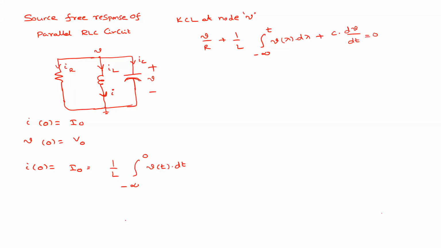So what is the next step? We have one integration and one differentiation, so we have to bring all these into one term. What we have to do is differentiate with respect to t and rearrange the terms. I'll quickly write that: d square v by dt square plus 1 by RC into dv by dt plus 1 by LC into v is equal to 0. Just verify whether this is right or wrong.